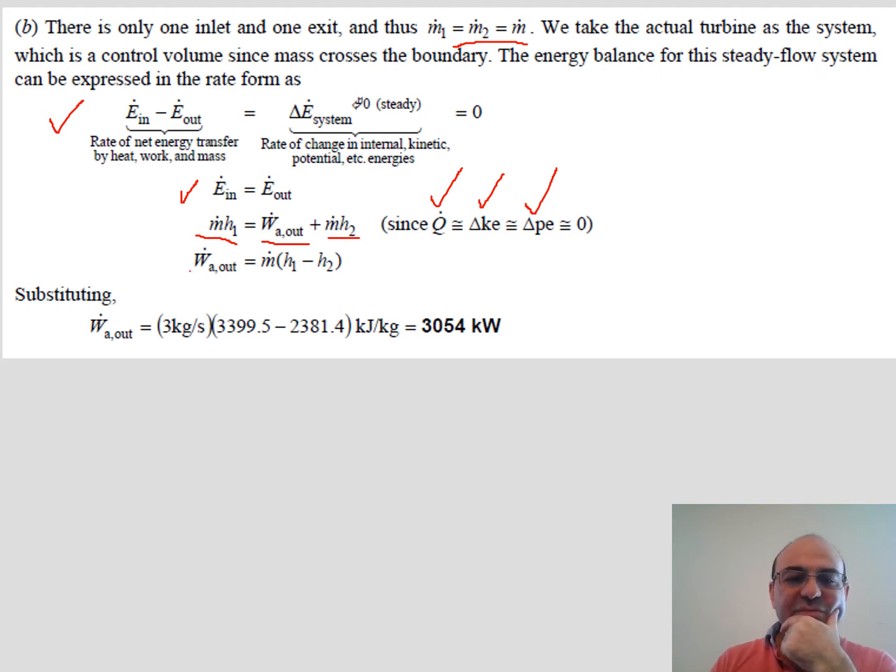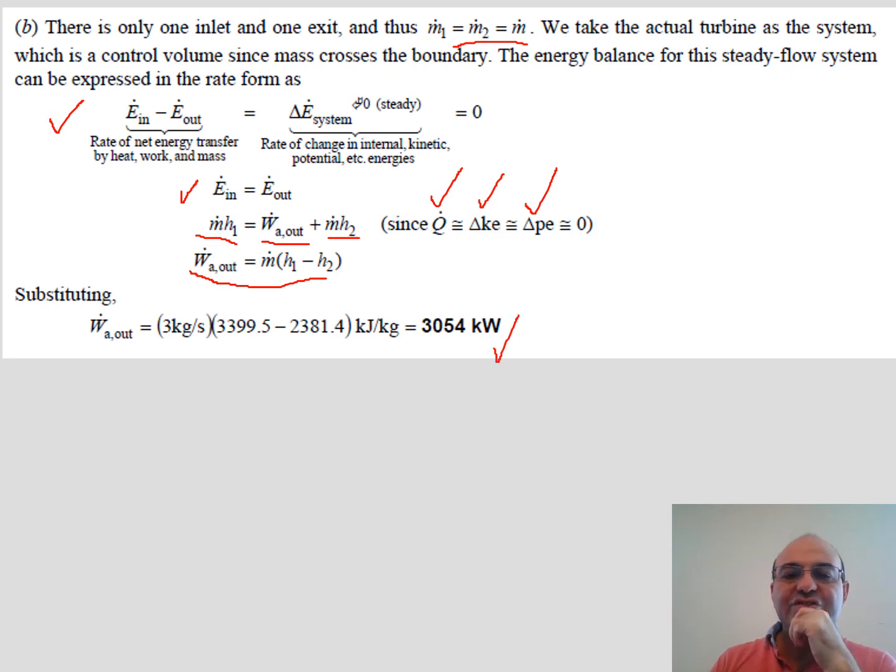I've seen that some people just write that W dot out is equal to m dot (h1 minus h2). This is correct and incorrect. It's incorrect because it's based on many assumptions, and it really doesn't show whether you know what's going on during this process or not. So please make sure you write all of the details. In order to find the turbine work, we have everything: m dot is given, and we have h1 and h2.